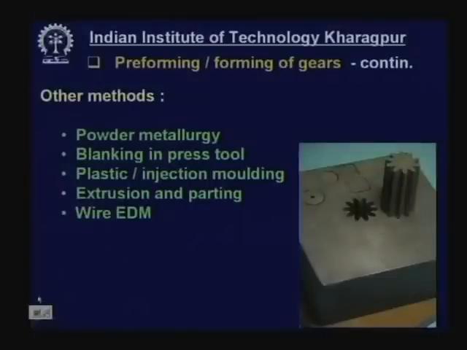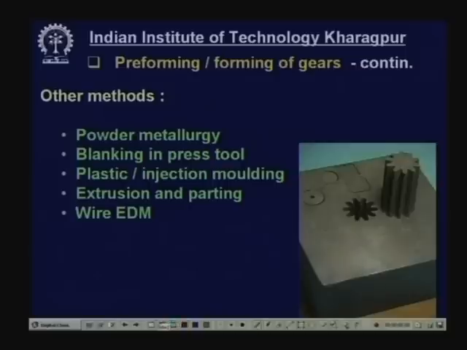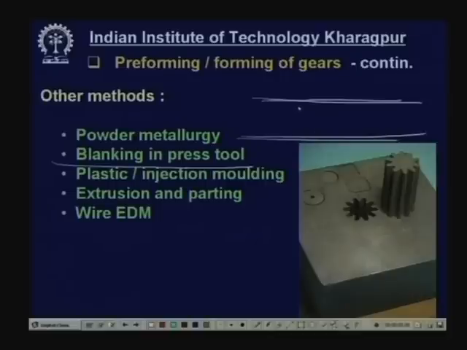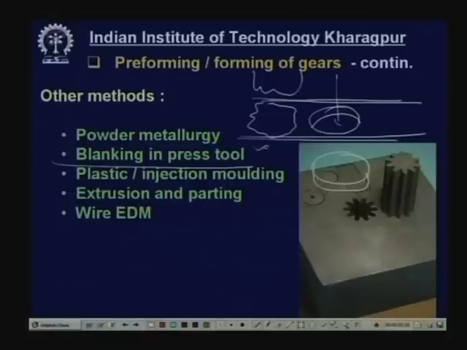Now the blanking in press tools. This is another method. Suppose this is a disc or plate. Blanking is a process where discs are produced by punching or blank stamping. But here this will be gear like. The punch will be gear shaped, and the blank that comes out will also be a gear type. So this way you get an internal gear in the plate and an external gear in the piece which is coming out.